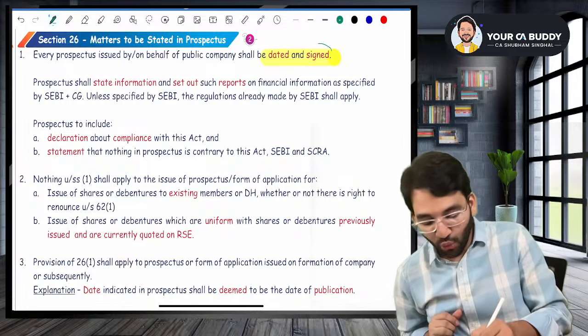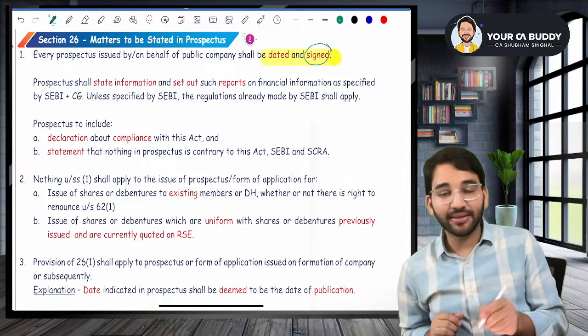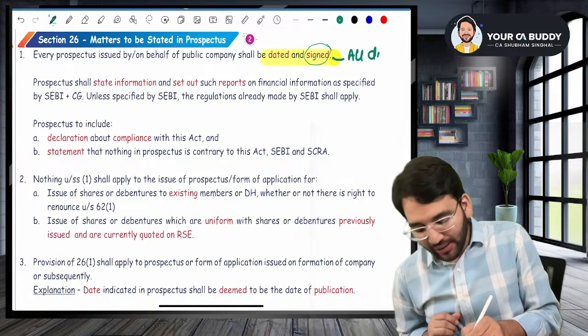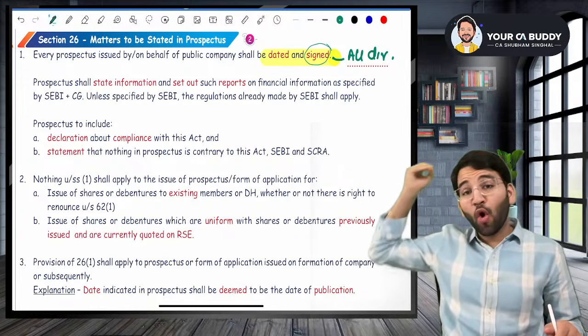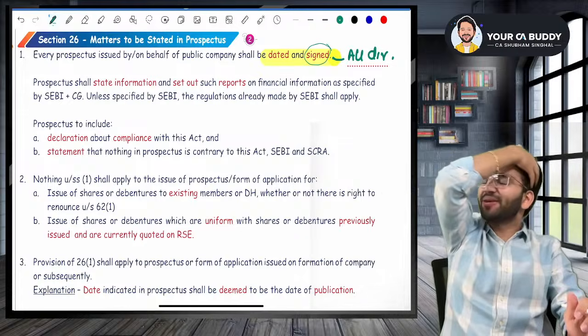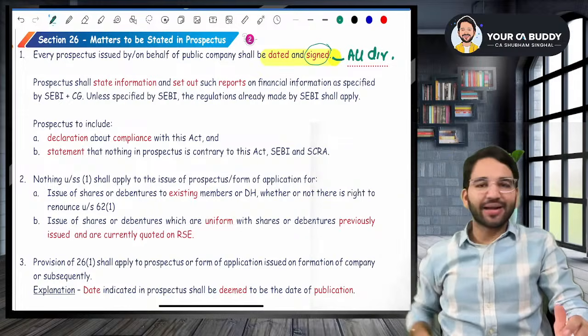So the question is, who will sign such prospectus? The answer is, it has to be signed by all the directors of the company. Not at least half. It has to be dated and signed by all the directors of the company.